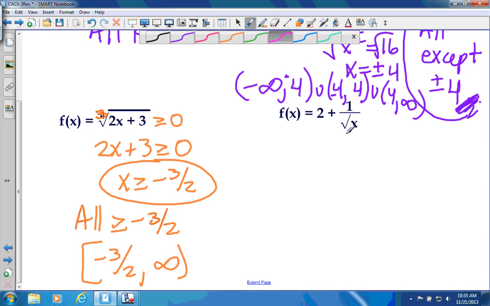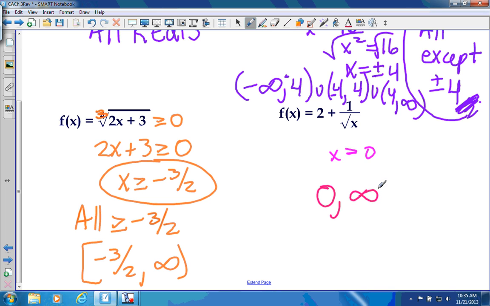And then here, same thing. We have a square root of x in the denominator. So now x has to be greater than or equal to 0 first off. But then because it's in the denominator, we can't have it equal 0. So it's just going to be that. Do it just like this one, except get rid of the equals part.